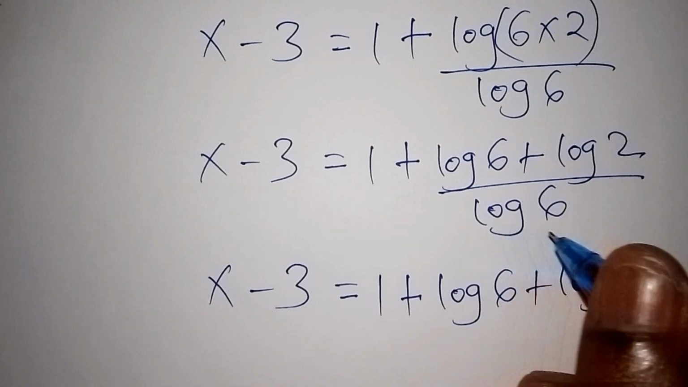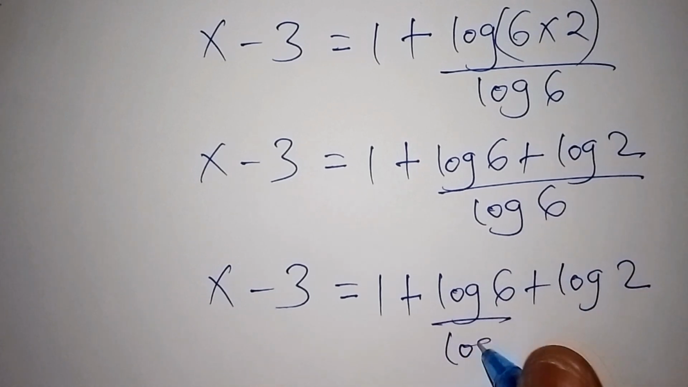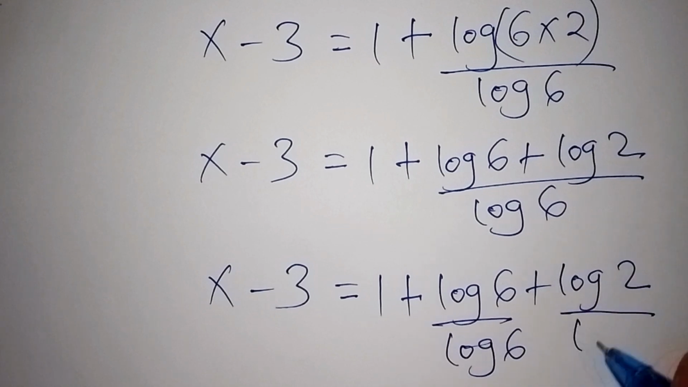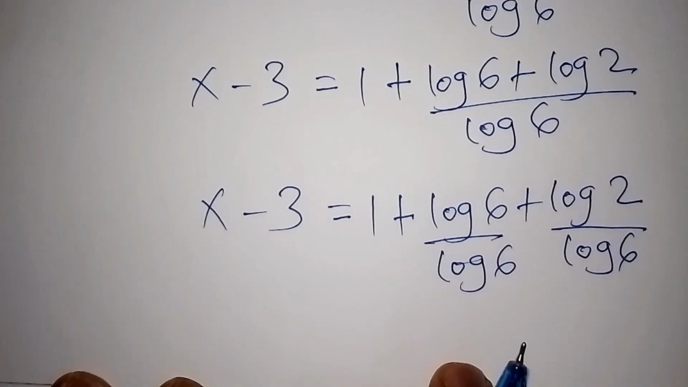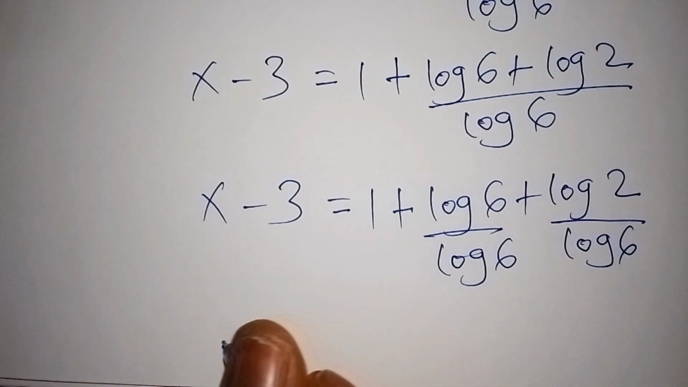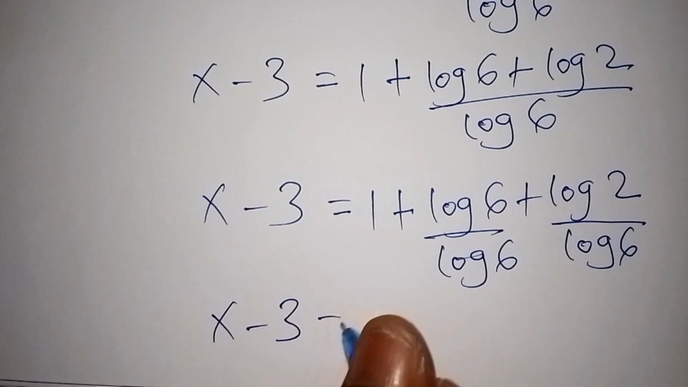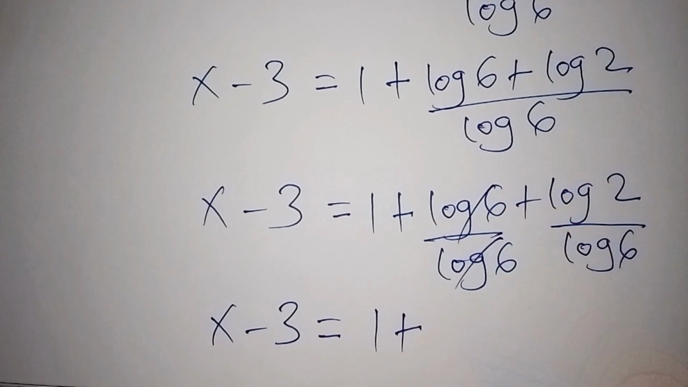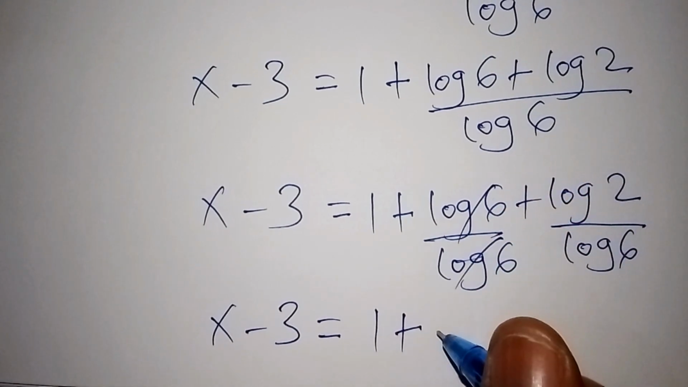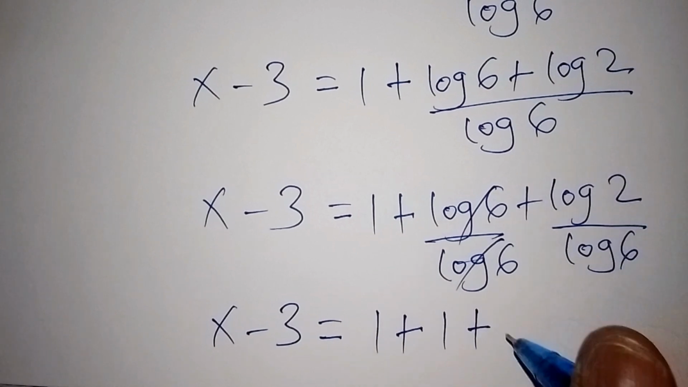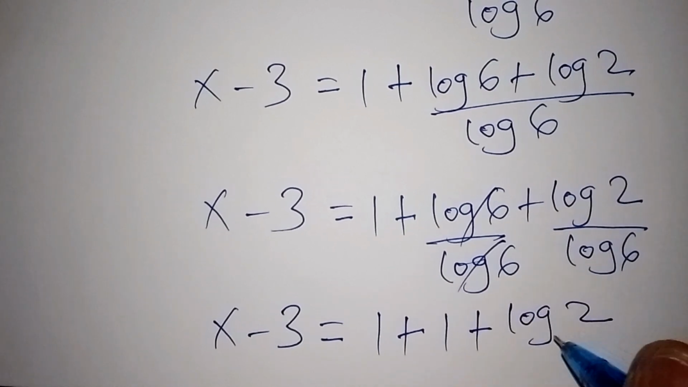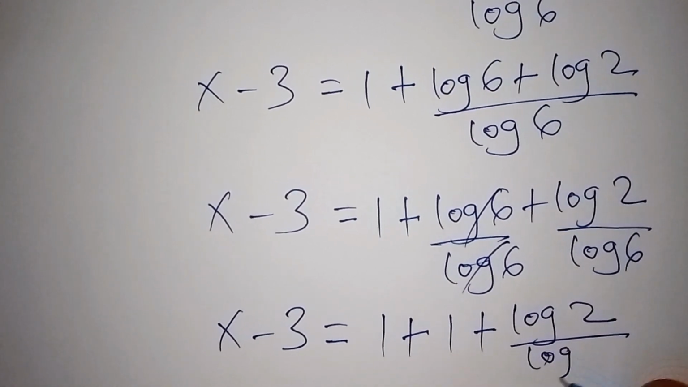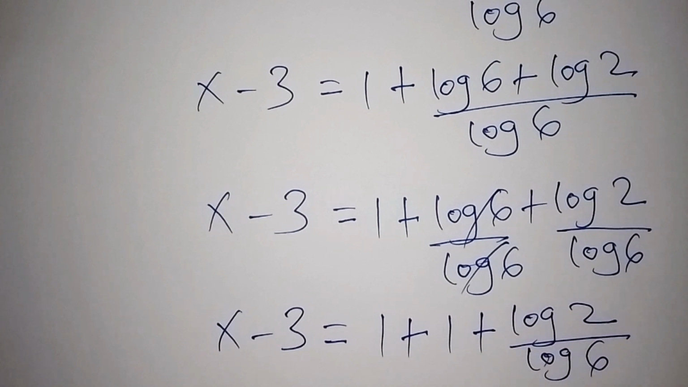So we divide both sides by the log of 6. So x minus 3 is equal to 1 plus, the log of 6 and the log of 6 shall cancel, so now we shall have 1 plus the log of 2 all over the log of 6. So that is not the final answer.